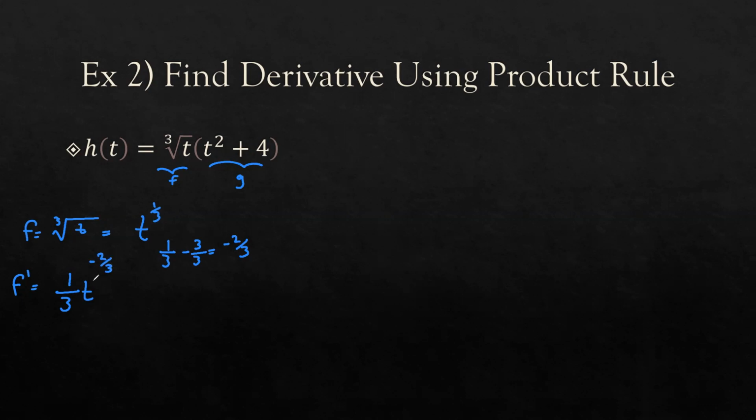If you want, you can simplify this even more using positive power. So this would be expressed as 1/3, and then t to the negative 2/3 is like 1 over t to the positive 2/3, right? And then t to the 2/3 can be expressed as the cube root of t squared.